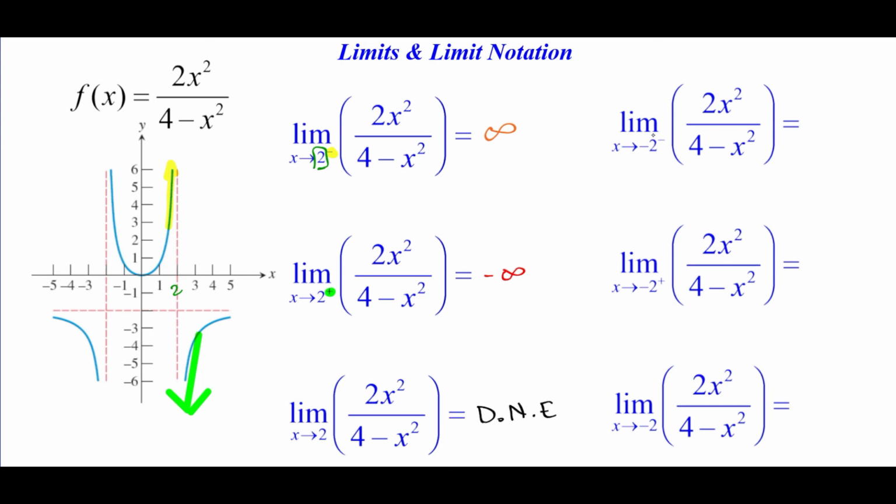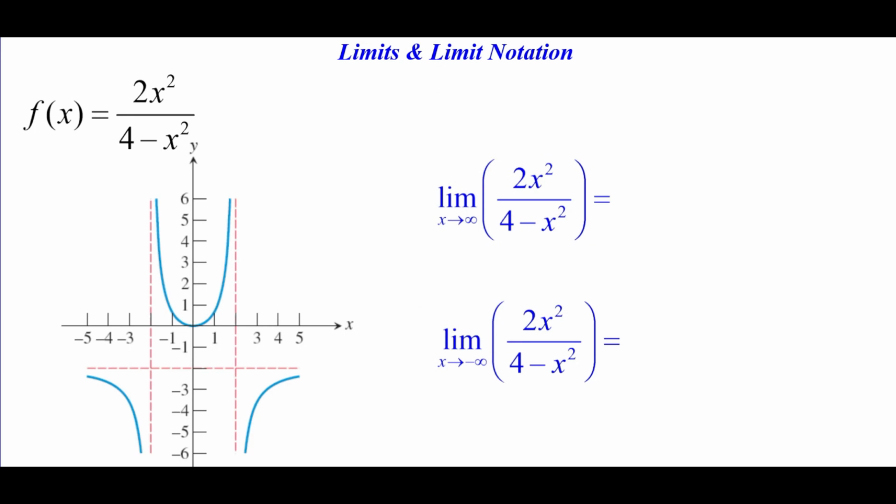The other 3 examples are similar, but we're approaching the value of negative 2. My negative 2 is over here again at the asymptote. So when we're looking at this from the left side, I am going to go to the left, and this one is going down forever. So negative infinity would be my answer. From the right-hand side, this is going up forever, so positive infinity would be my answer. And then again, the general limit, since those are not the same, is going to be does not exist.